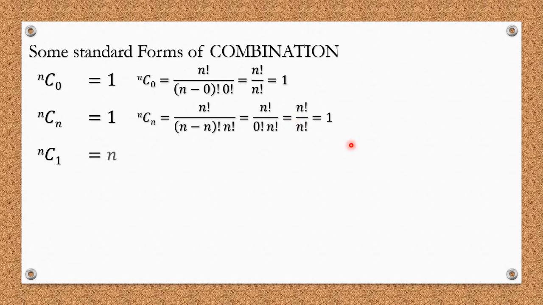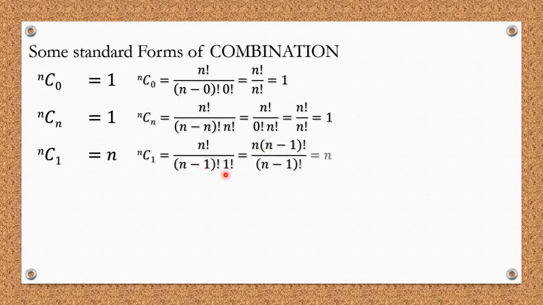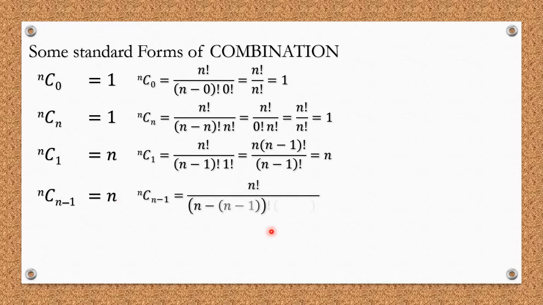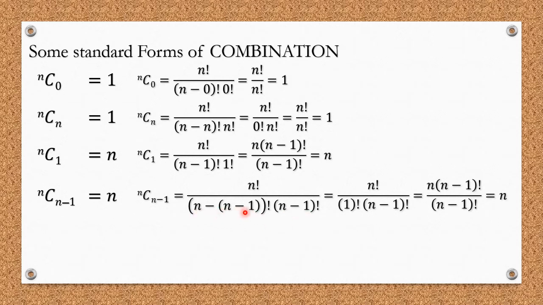Next, nC1 is n. Now this is something similar to permutation. So nC1 is n factorial upon n minus 1 factorial and 1 factorial, and n into n minus 1 factorial and n minus 1 factorial cancel, n is remaining. But nC(n minus 1) is also n. How? So nC(n minus 1) is n factorial upon n minus 1 factorial and n minus 1 factorial. Now we know that this just gives us 1. So n factorial upon 1 factorial into n minus 1 factorial is something similar here. Yes, these two are similar, so the answer will be n. If these two are similar, then answers must also be similar. So here also these two values are similar, so the answers are similar.